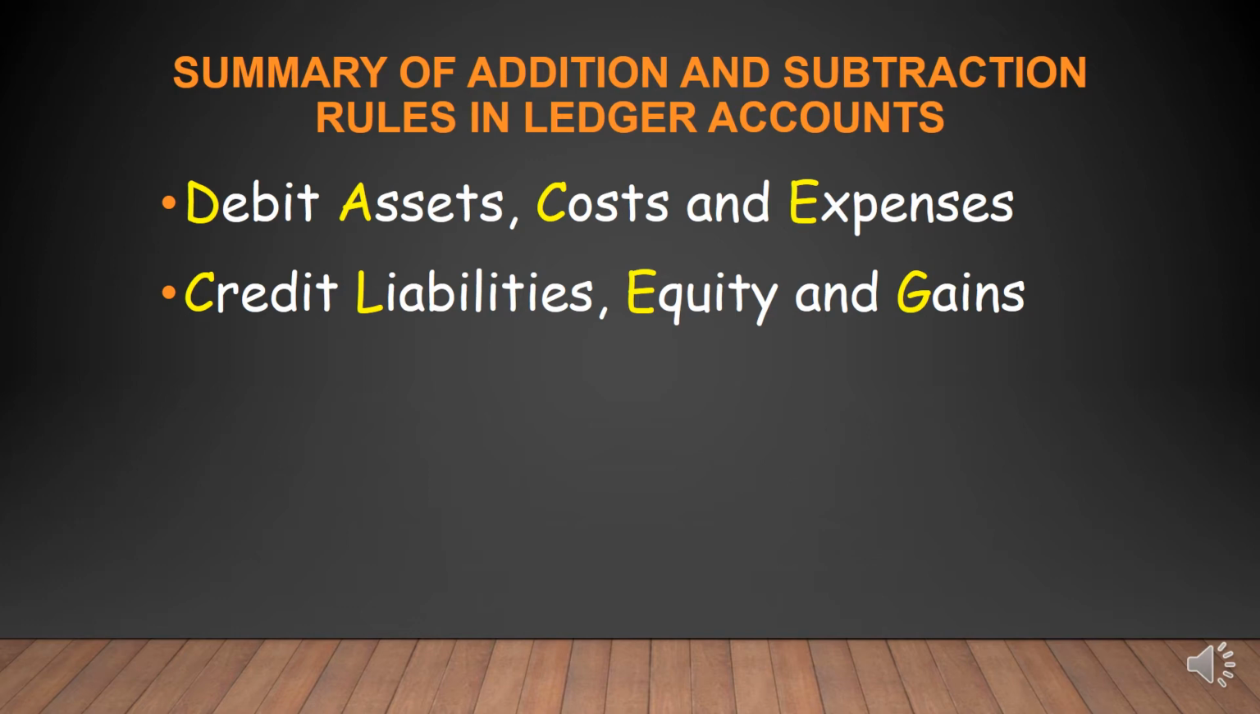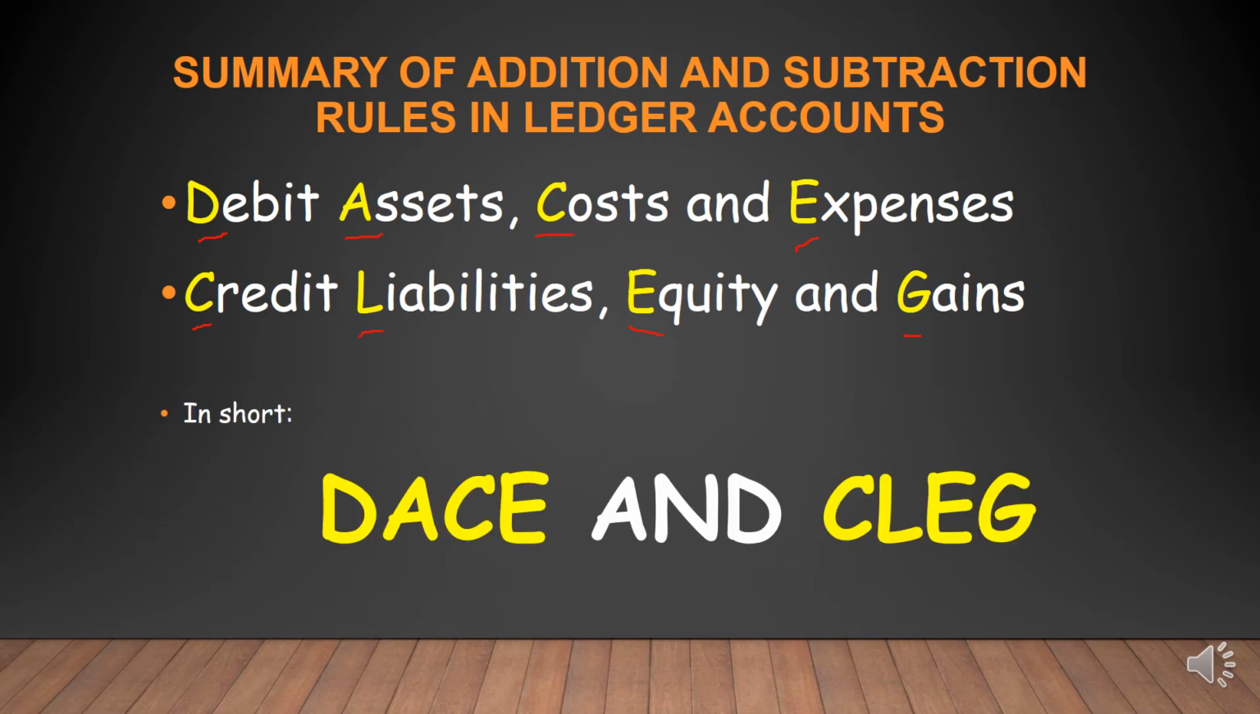From this, we come up with two gentlemen. These are going to be our superheroes. They are going to save the day. So we have D from debit, A from assets, C from costs, and E from expenses. We also have C from credit, we have L from liabilities, E from equity, and G from gains. So we can come up with two words from these. These are the names of our superheroes, the gentlemen, Des and Clegg.